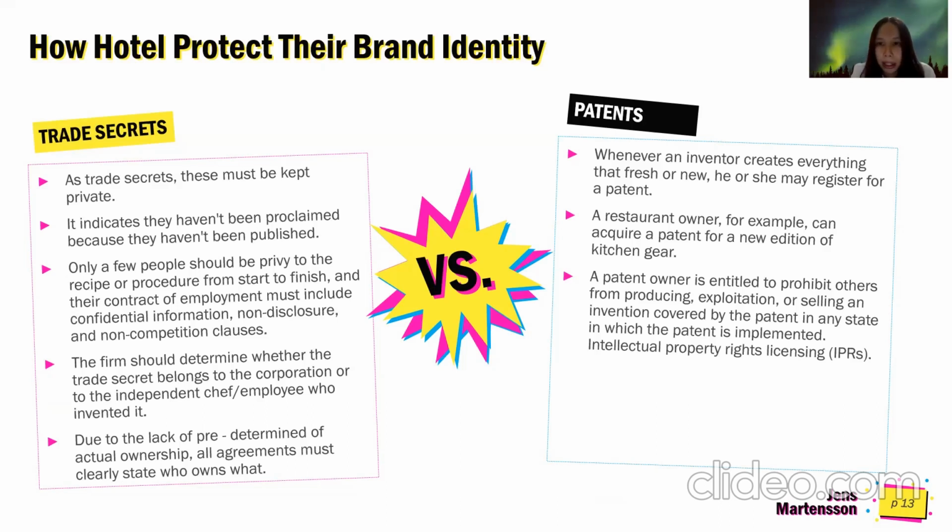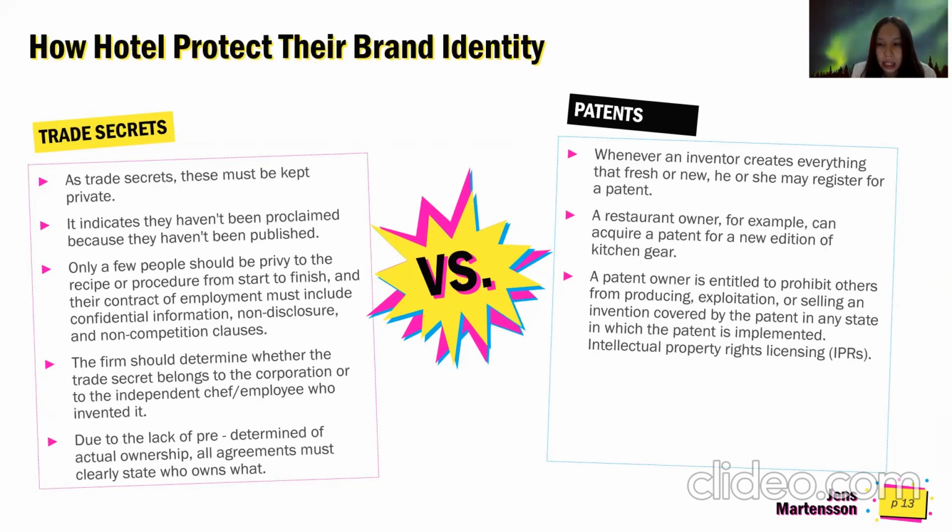And lastly, we have patents. Whenever an inventor creates something that is fresh or new, he or she may register for a patent. A restaurant owner, for example, can acquire a patent for a new edition of kitchen gear. And a patent owner is entitled to prohibit others from producing, exploiting or also selling an invention covered by the patent in any state in which the patent is implemented.